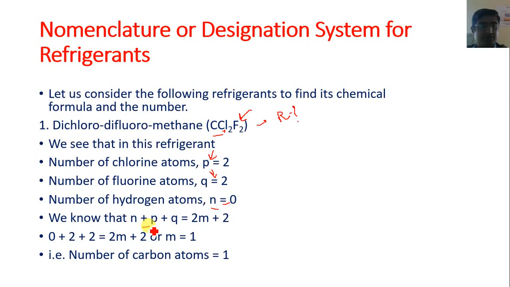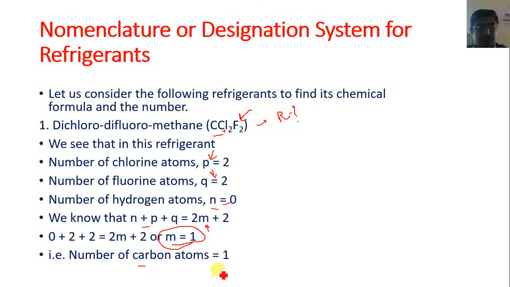Now we have the formula to find the number of carbon atoms. Here we have to add the values of n, p and q so that we can find the value of small m. By placing the value of n as 0, p as 2 and q as 2, it is equal to 2m plus 2. So 0 plus 4 is equal to 2m plus 2, and further simplifying we find that the value of small m is equal to 1. It means that there is only one carbon atom in CCl2F2, which is dichlorodifluoromethane.